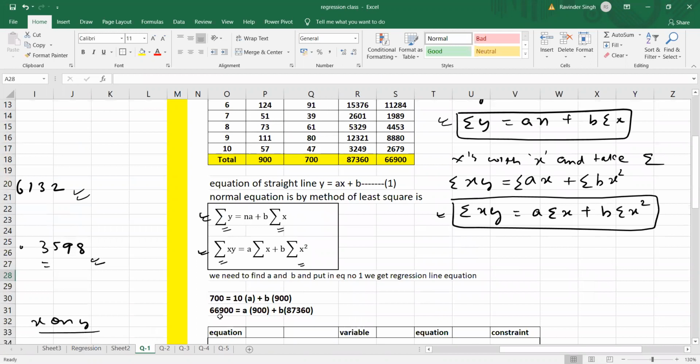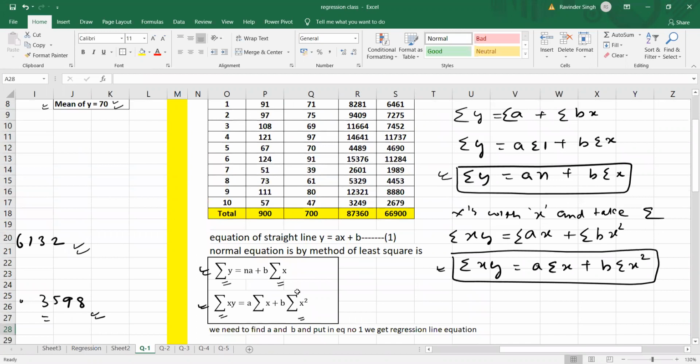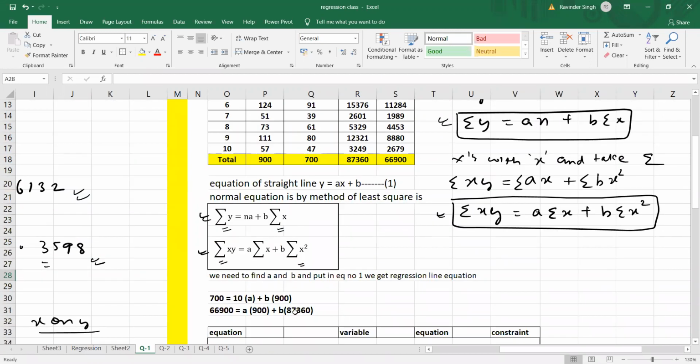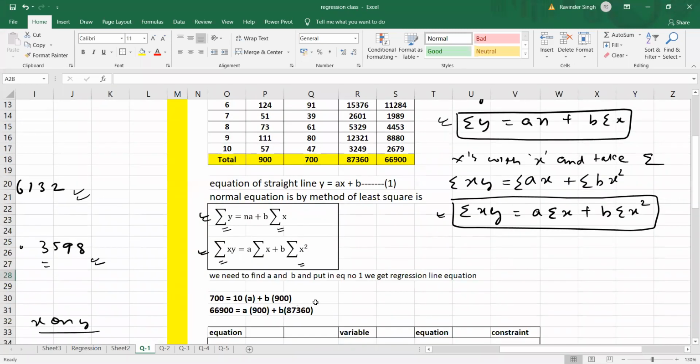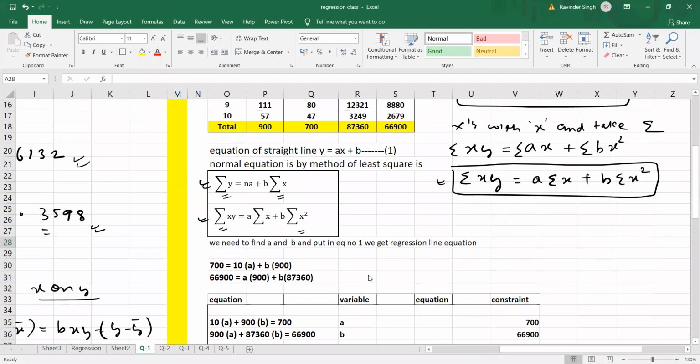Now, the second equation is 66900 equal to a times summation of x value plus b times summation of x square value. This is the x square value. So we have put this. Now you have to just solve this set of equations.